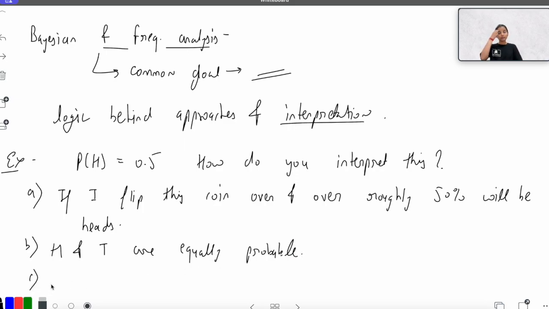Right? And the third option says that both A and B make sense. Right? So these are the three options that you are having. Now, how would you interpret this thing that the probability of a head when we are flipping a coin is 0.5?